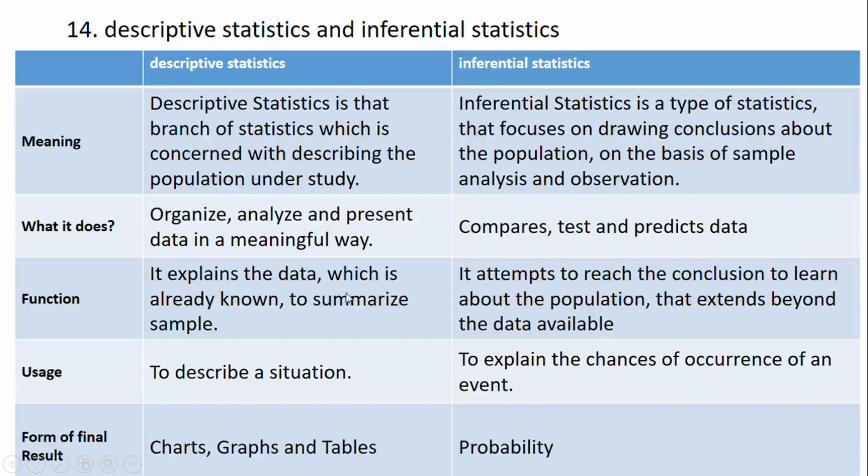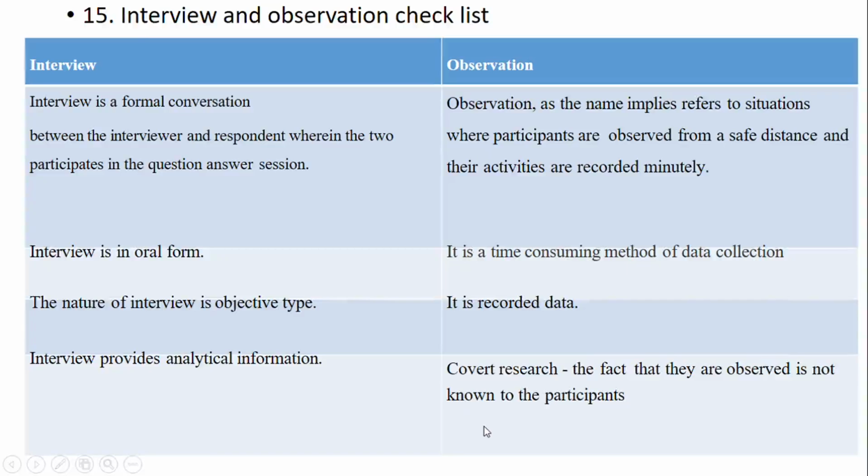It explains data which is already known, summarizes the sample, and describes the situation in the form of charts, graphs, and tables. But inferential statistics compare, test, and predict. It attempts to reach conclusions to learn about the population beyond the data available. It explains the chance of occurrence of an event, which is probability.